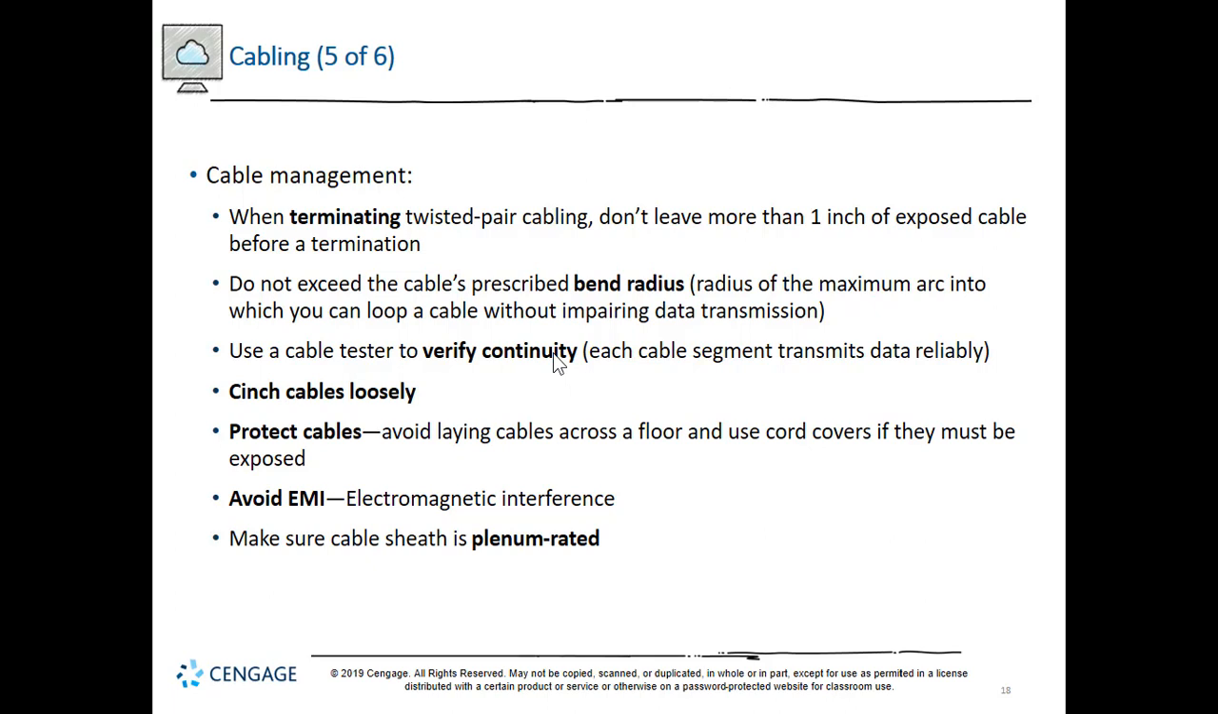We do not want to exceed the cable's prescribed bend radius, which is typically 1.5 inches of bend in the cable. When we are done installing our cable, we will then use a continuity tester. There are 8 wires inside of our cable. We want to make sure when we plug the tester on one end and plug the other end of the tester on the other end of our cable, that all 8 wires match up perfectly. If one wire is bad, then we have to go and re-terminate our lines.